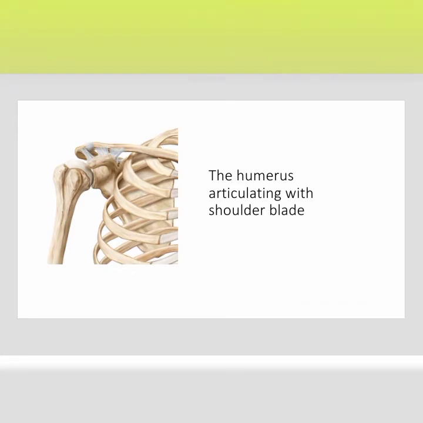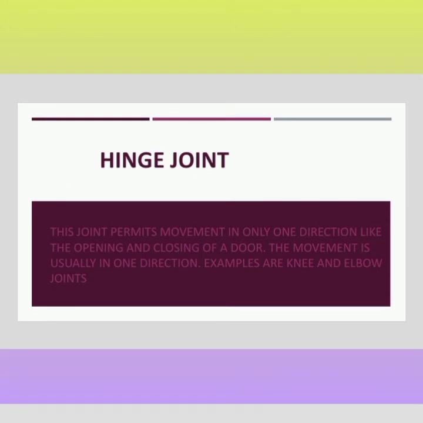These are examples of ball and socket joints. The next type of joint is the hinge joint. The hinge joint is a joint involving bones that have direct contact and make a movement in only one direction, like the opening and closing of a door. Usually, this movement is in 180 degrees.